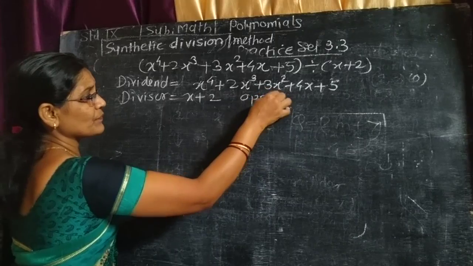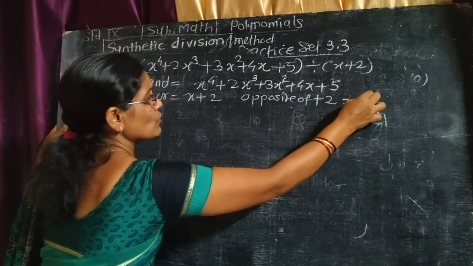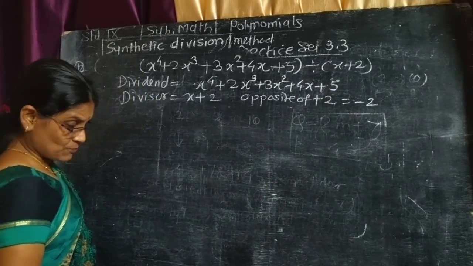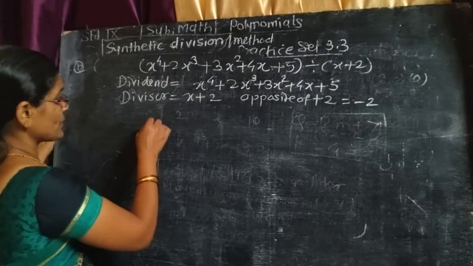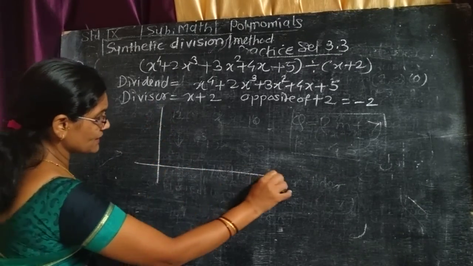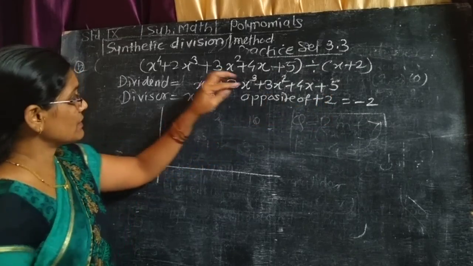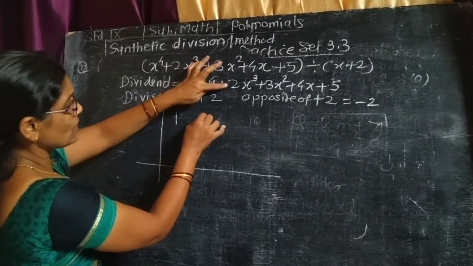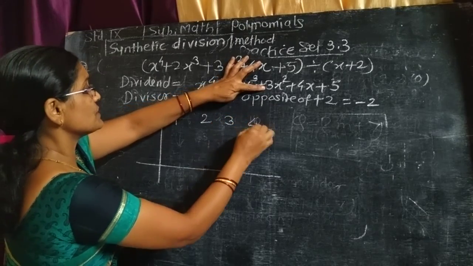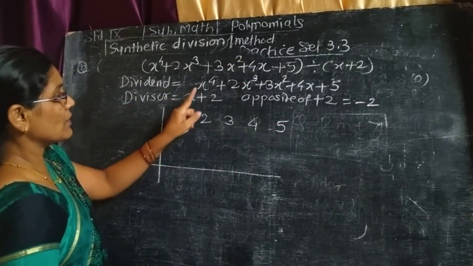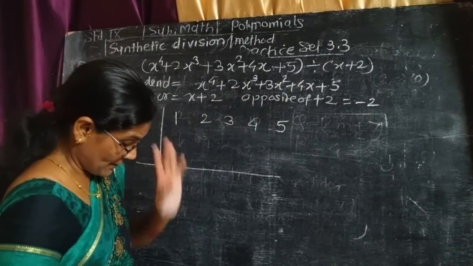The opposite of plus 2 is equal to minus 2. कोणाचं opposite घ्यायचं बघा या plus 2 चं. That is minus 2. Now we write down the synthetic division. Write down only the coefficients from the dividend. The coefficient is 1 here, coefficient 2, coefficient 3, coefficient 4 and coefficient 5: 1, 2, 3, 4 and 5.